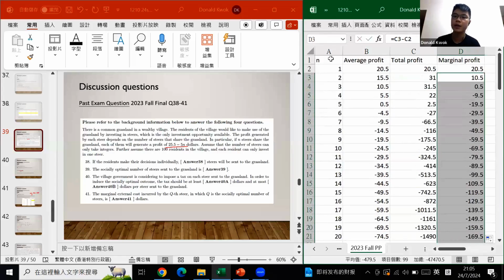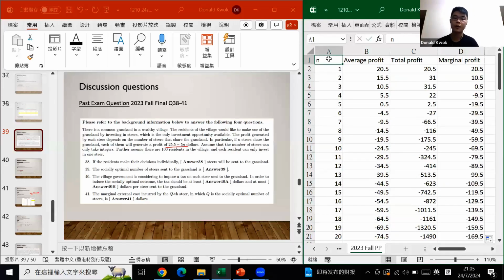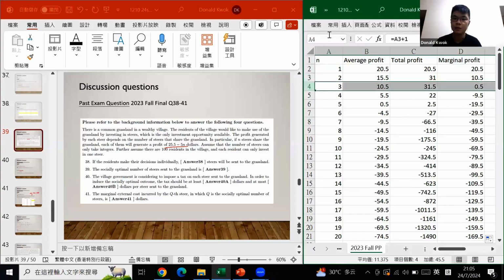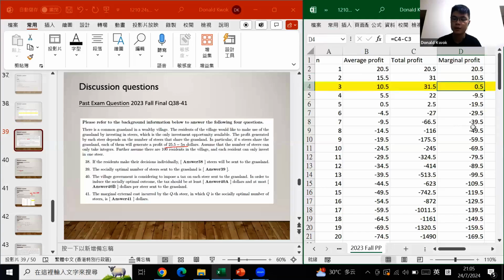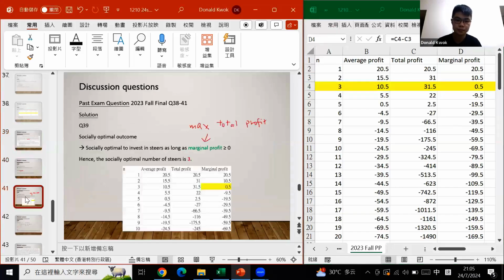So we are now ready to conduct our analysis. As long as the marginal profit is greater than or equal to 0, then the residents should continue to invest in steers. So this is why the optimal number of n is 3. The marginal profit is still positive, but not for the next unit. So this is question 39.